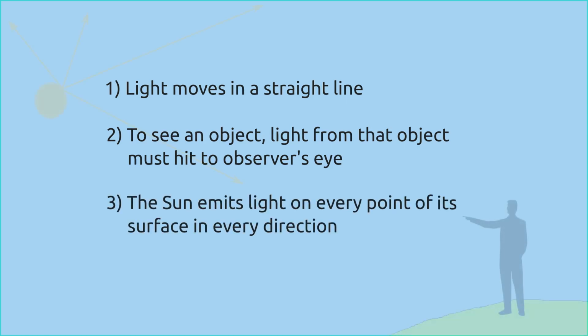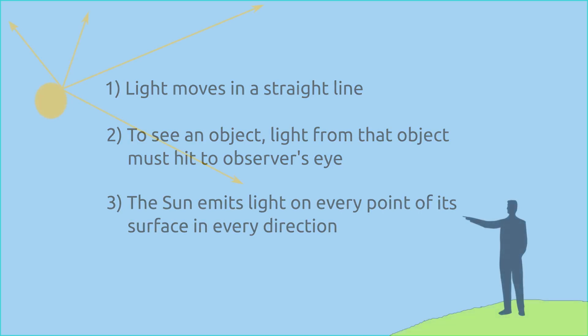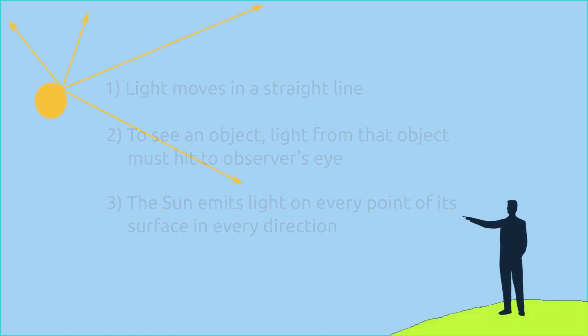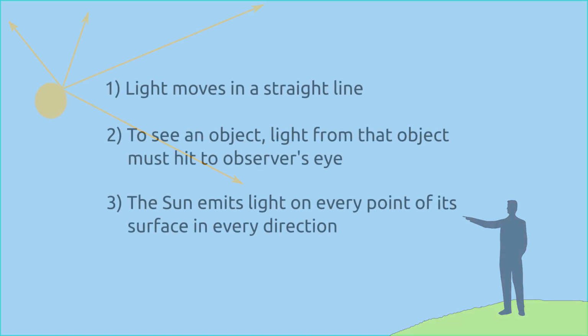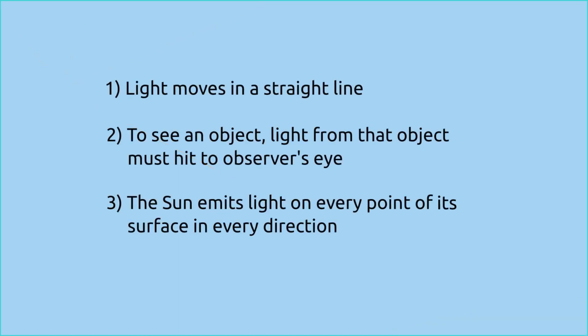The Sun emits light on every point of its surface in every direction. This may be a surprising fact, as you may have learned that sunlight reaching the Earth is always parallel. But this is just a consequence of the light not hitting Earth not being taken into account, and the light that reaches Earth being parallel simply due to the great distance between Sun and Earth and applied trigonometry.